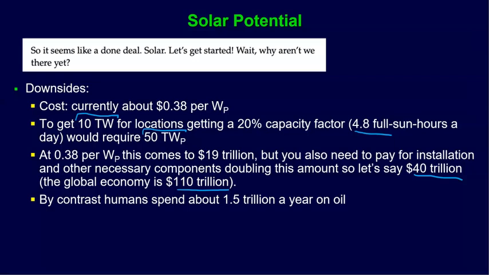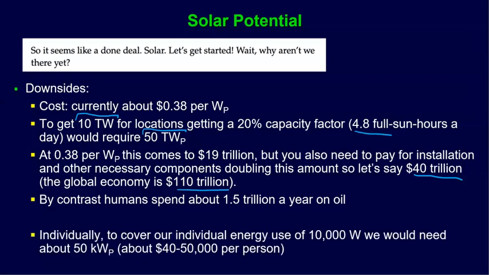And then by contrast, humans spend about 1.5 trillion a year on oil, so substantially less. We talked about how fossil fuels are cheap. I know that sounds weird, but when you make these comparisons, this is sort of what we're talking about. And to make it hit home a little more individually, to cover our individual energy use as an American, remember that number is about 10,000 watts, we would need about 50,000 peak watts, which again translates to somewhere about $40,000 to $50,000 per person.